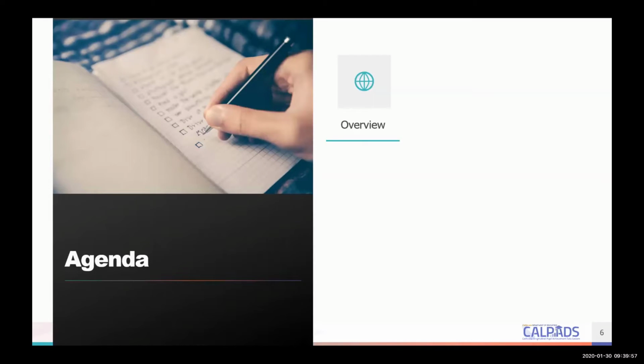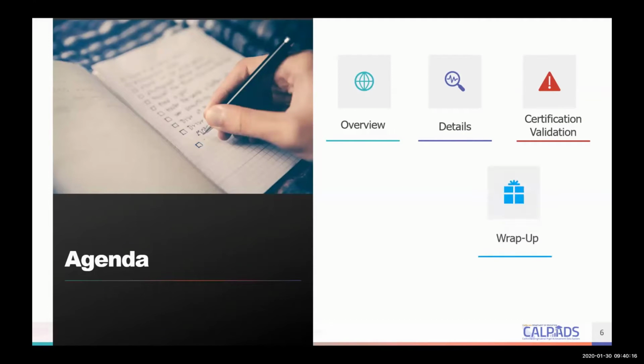So we'll first discuss an overview of the Fall 2 collection. What is the general information you need to be aware of as part of your submission process? And then we'll go into the details of each of the file types. And we'll try to resolve some of the certification errors as part of our demo, and also be able to review reports and then wrap up.